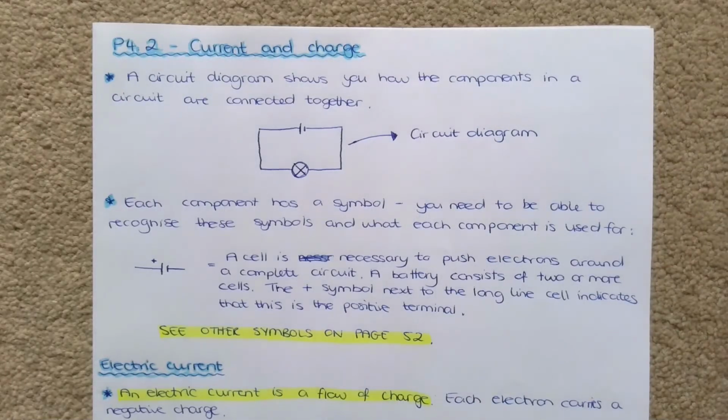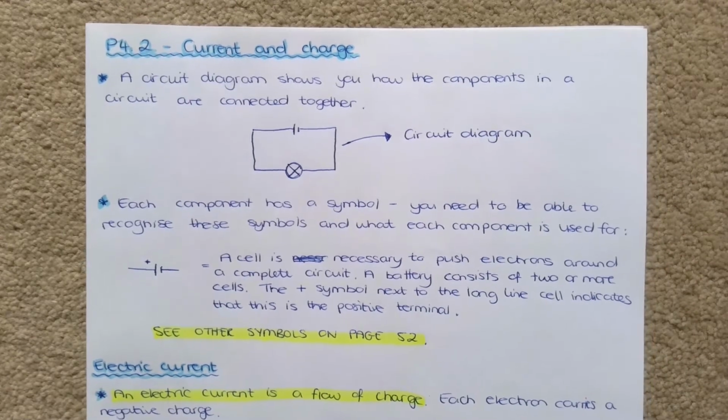P4.2 current and charge. So this is the second part in this topic. I'm going to go through and describe how they're related to some of the things we talked about in the first one. A circuit diagram shows how components, so how parts in a circuit, are connected together.